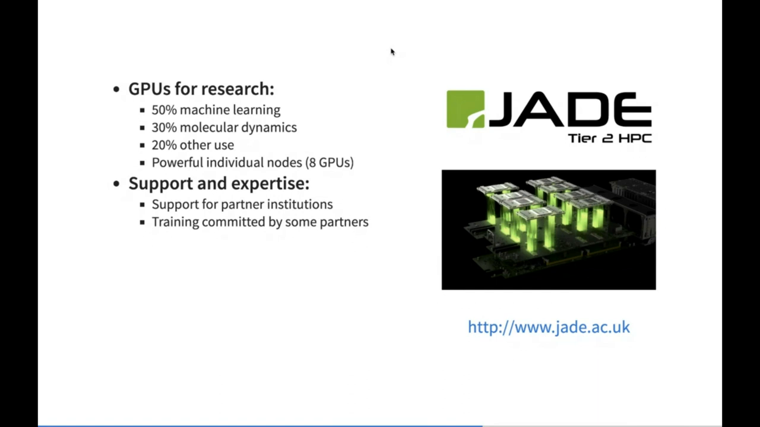There's also some use for molecular dynamics, so the other traditional EPSRC area that makes big use of GPUs because they're often floating point performance bound. You get a lot of floating point performance out of the GPUs. And there's some scope for other use as well, at 20% use.